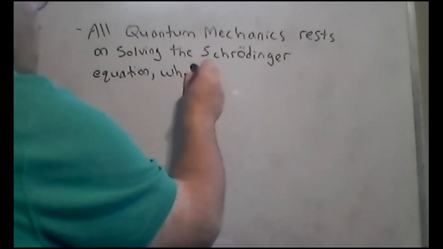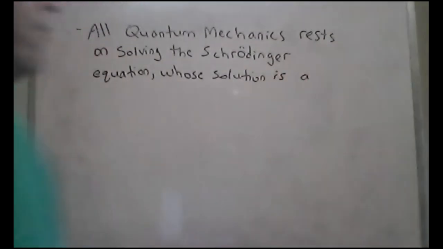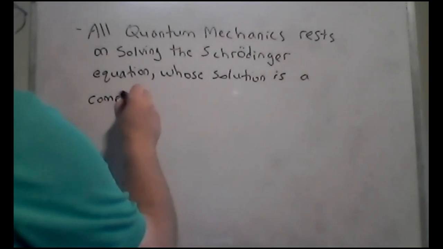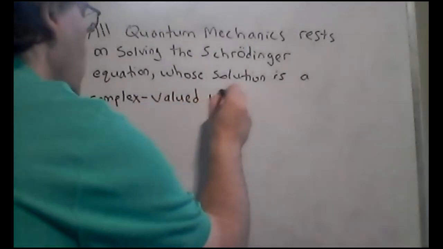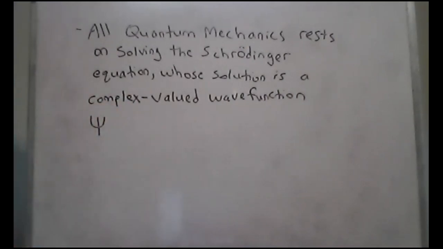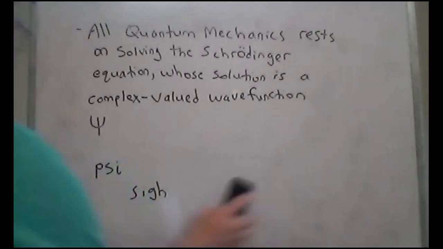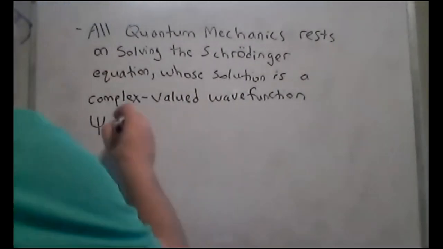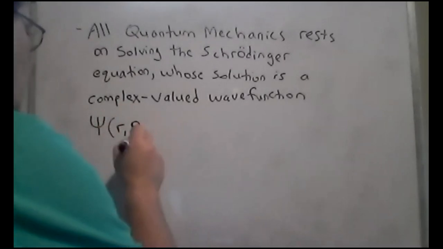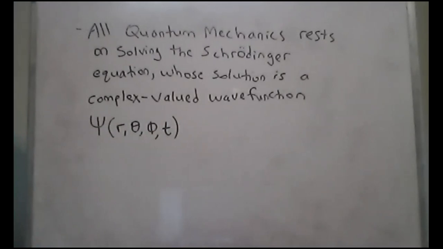Its solution is a complex valued wave function, complex meaning real and imaginary parts. The complex valued wave function is psi, the Greek letter psi, pronounced kind of like the word sigh. It is psi of the radial coordinate, the polar coordinate, the azimuthal coordinate, and really the time as well. This is the wave function, the answer to the partial differential equation, which is what the Schrodinger equation is.